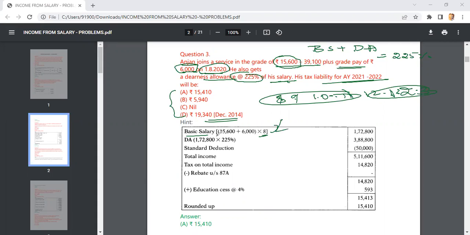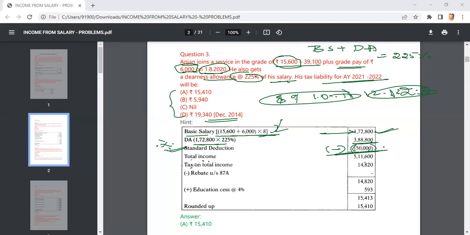Okay. So now, when I do this, I will get 1,72,800. Dearness allowance, they are telling 225% of his salary. His salary is 1,72,800. On that we do 225%, so that we get 3,88,800. And this is the very most important thing. This is the actual amount. Irrespective of any amount changes, this amount will never change. That is 50,000. So this is the standard deduction we give. Okay, so standard deduction 50,000, we have to minus the standard deduction, so it's there inside your bracket. So add these both, minus this, so that you will get total taxable income, or total income we call.